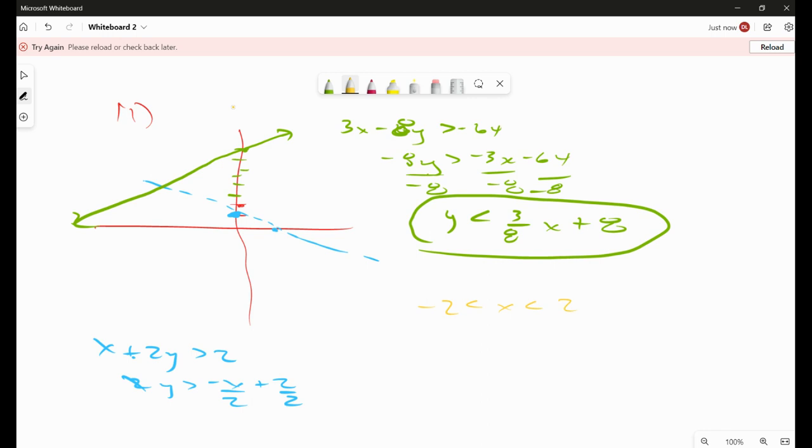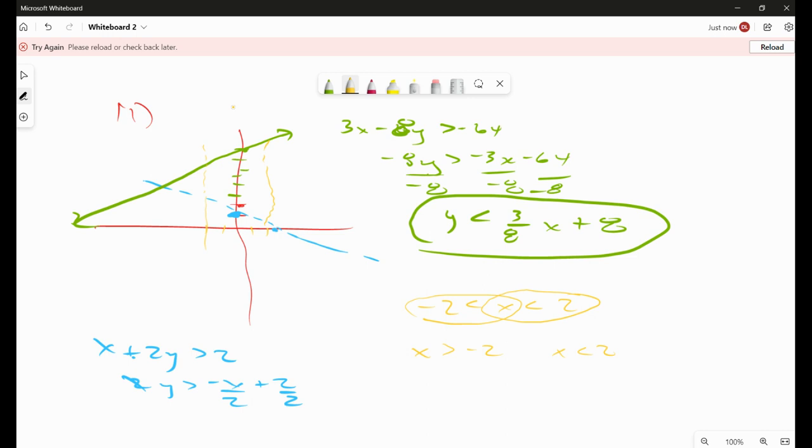Now, these do not go in the calculator, so I need to look at this differently. So I'm going to take this one, and I'm going to flip it around and say x is greater than negative 2. So I'm going to go over to negative 2, and I'm going to draw my line, and I'm going to shade to the right. And then I'm going to take this one and say x is less than 2, and I'm going to go over to 2, and I'm going to draw my line, and it says shade to the left.